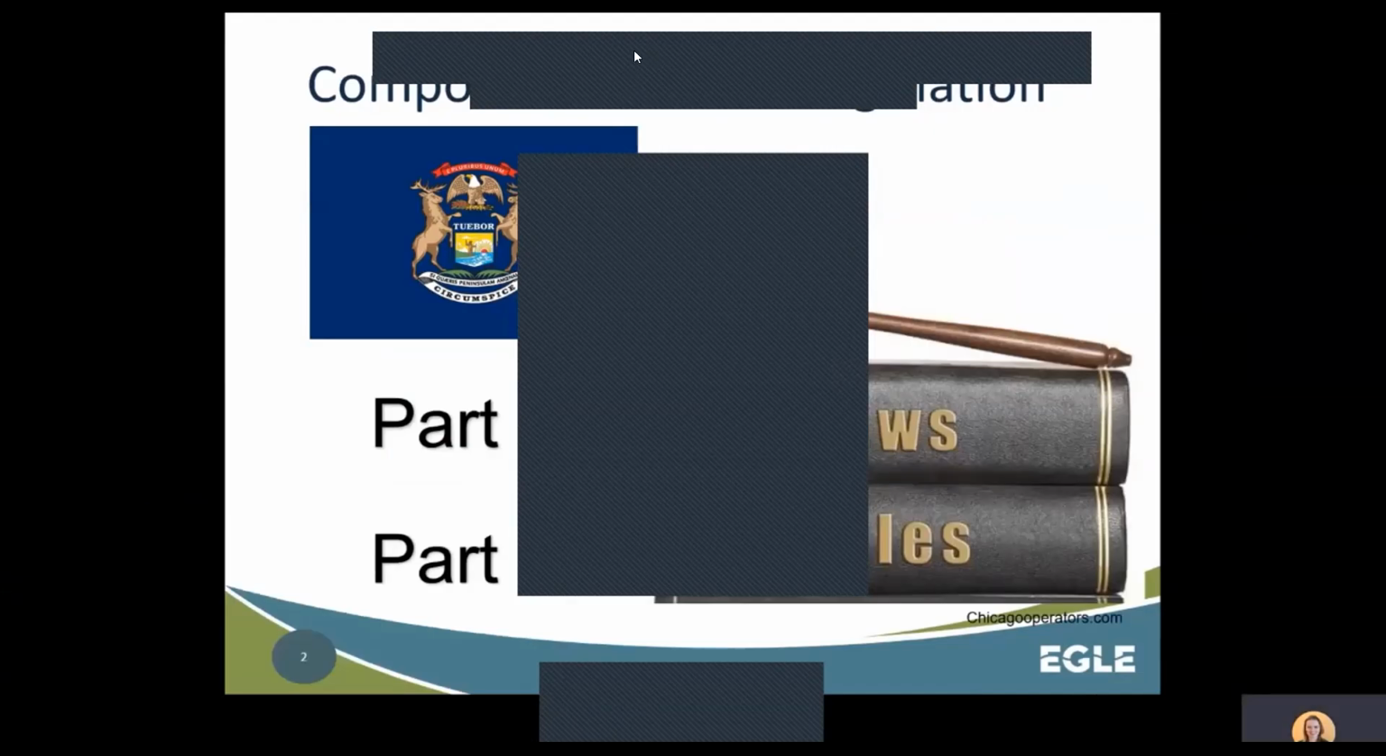EGLE implemented Part 91 legislation with the development of rules for a unified soil erosion and sedimentation control program. The legislation sets up the framework and the agency sets rules that provide additional information about the requirements for implementation and how to operate within the framework.